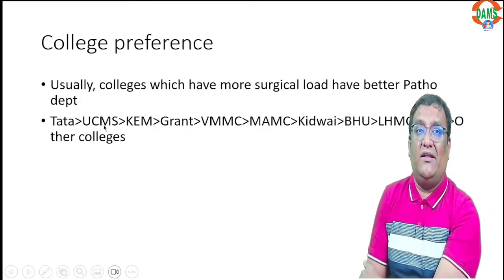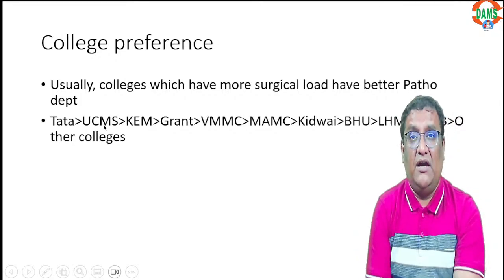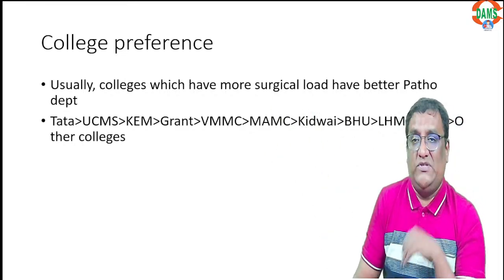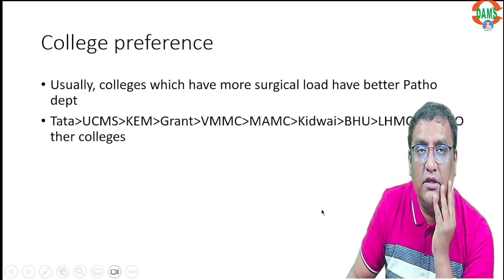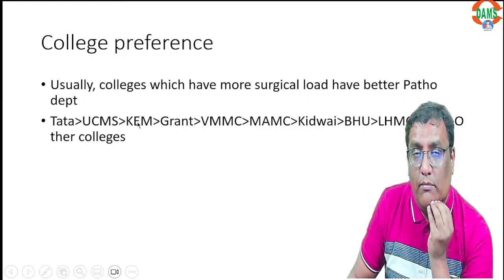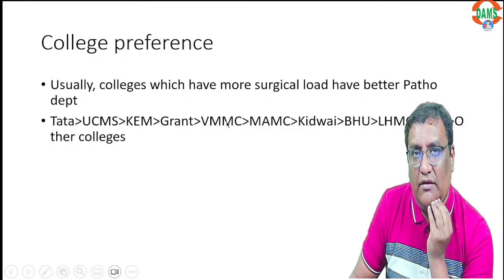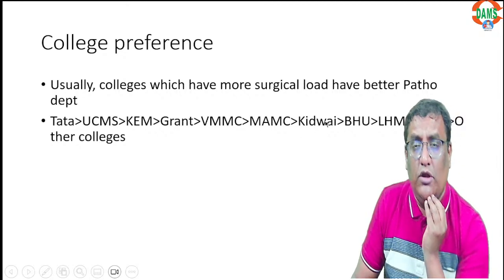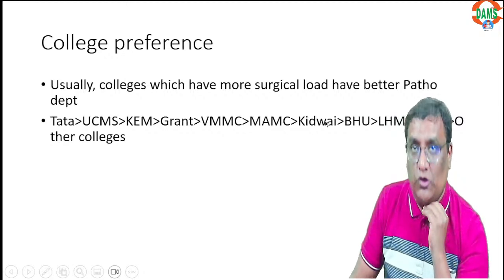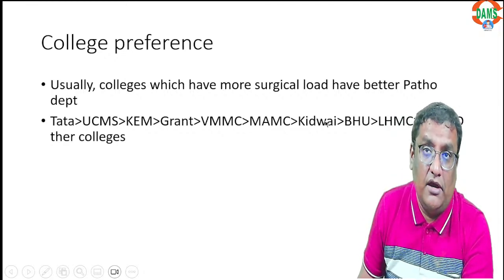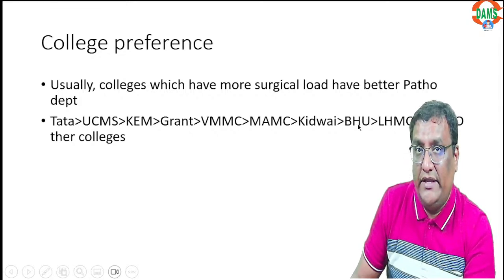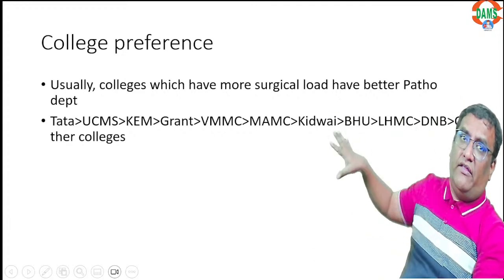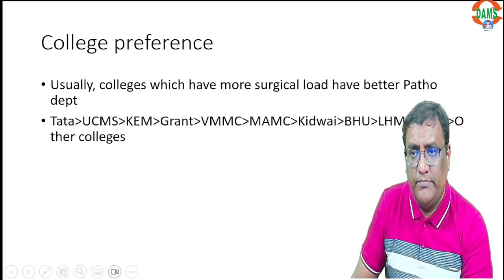Remember, UCMS is better than MAMC for pathology. MAMC's GB Pant superspecialty departments have been outsourced, so nothing comes to MAMC there, that's why I would go with UCMS. Then Bombay, KEM and Grant, then Safdarjung, then MAMC, then Kidwai in Bangalore. Kidwai is very good, with a huge caseload, around 20,000 cancer cases per annum. And then BHU, then LHMC, and then I would say DNB, and then other colleges. So this will be my preference.